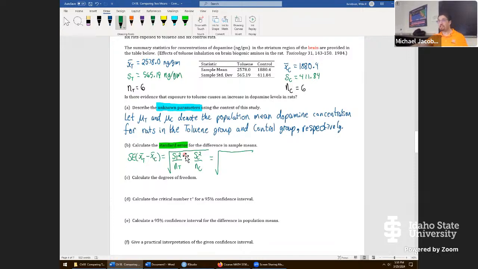1s and 2s are nice, but it's good to be descriptive sometimes. From here on out, it's just plug and chug. Look up all of our values. For S_T, it's 565, sensing the need of a longer square root here. 565.19 squared, and divide by 6. Then add to that, from this portion of the formula, we go over here for 411.84. Square that, divide by 6, and just get a value out. Easy to make a mistake on this, but if this is on your paper in an exam setting, that's a massive amount of partial credit.